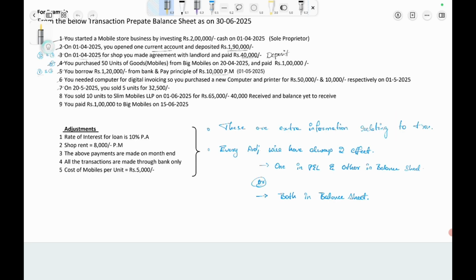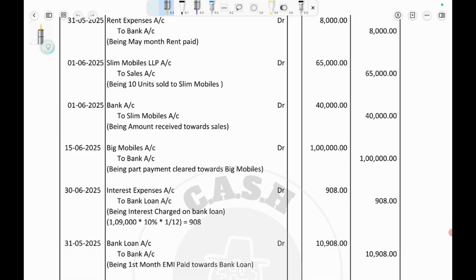We can move on to transaction number 8. You sold 10 units to Slim Mobile LLP on 1/6/2025 for 65,000. 40,000 received and the balance is yet to be received. This means you now have a receivable of 25,000. So on this date, you sold goods to Slim Mobile LLP. So debit the receiver, credit all incomes and gains. Money comes in, debit what comes in, credit the giver.